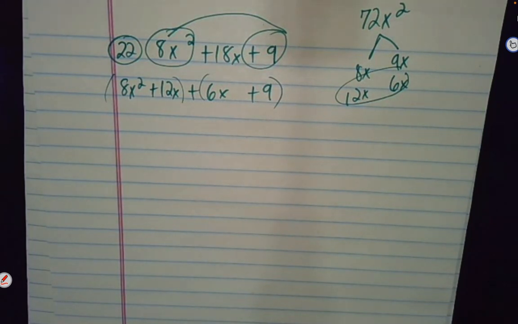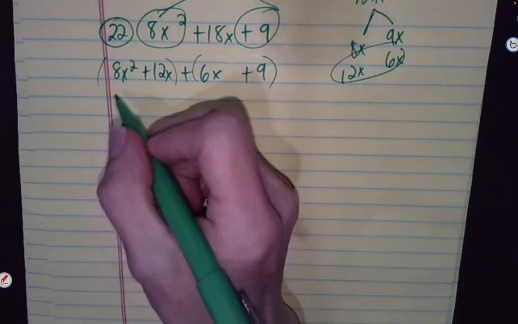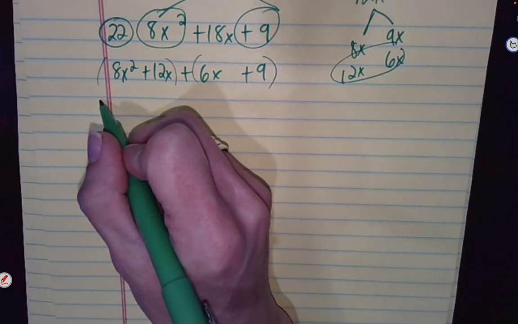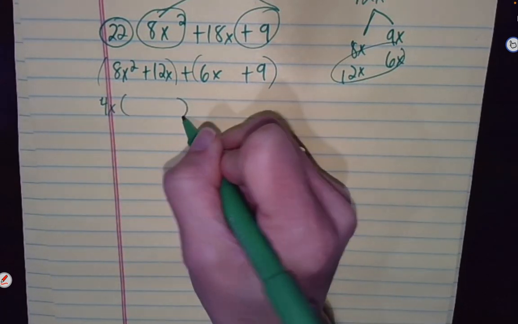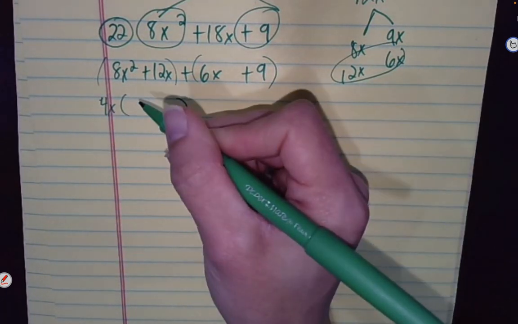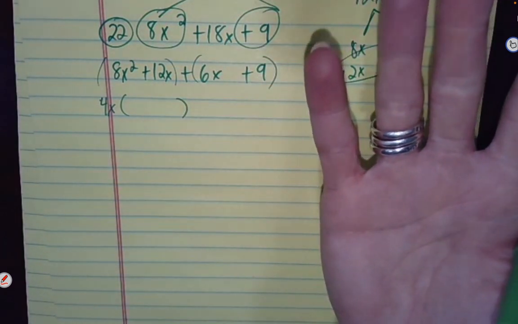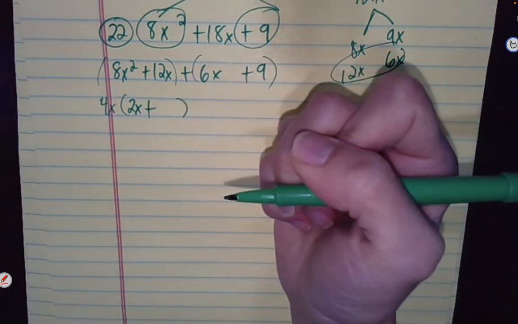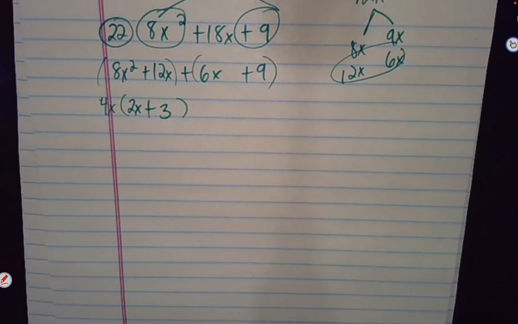And factor out what's in common. So what can I factor out of 8 and 12? Well, I can factor out an x, but what number with it? 4. So I have my 4 and my x. So I'm going to divide everything out. What's 8x squared divided by 4x? Y'all, I hope y'all know this. It is 2x. What is 12x divided by 4x? 3. Any questions on that one?